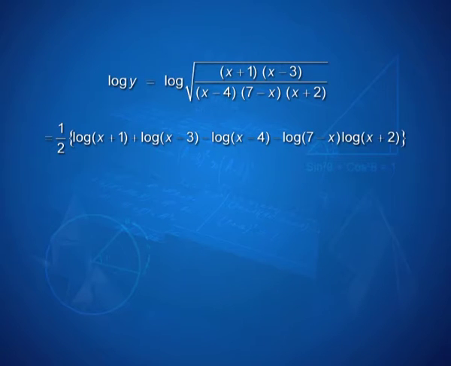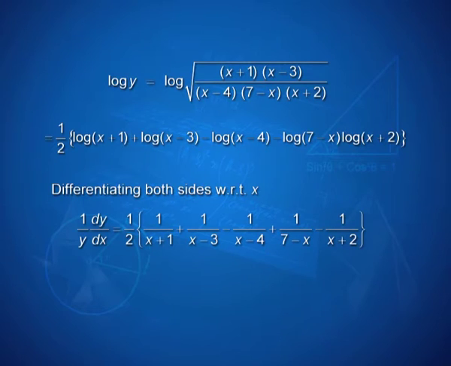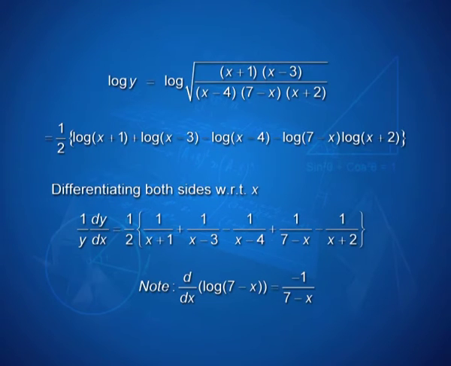Taking the derivative, I get 1 by y dy by dx is equal to half times of 1 by x plus 1 plus 1 by x minus 3 minus 1 by x minus 4 plus 1 by 7 minus x. Now, where did I get this plus from? Because I had log of 7 minus x.